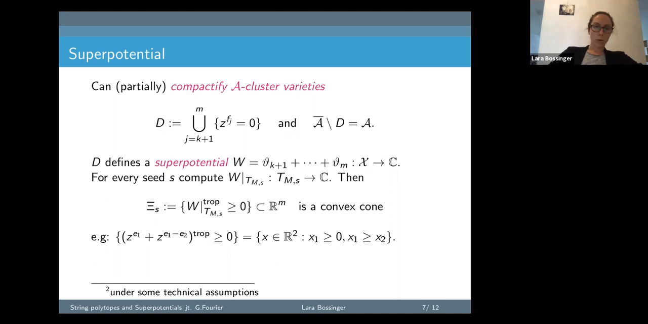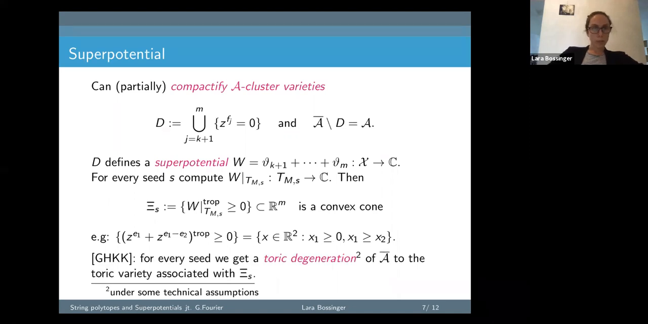That's a construction that was given by Gross, Hacking, Keel and Kontsevich that tells us now, under some nice technical assumptions that will be fulfilled for the case where we're going to apply this construction, that for every seed we get a toric degeneration of the compactified A cluster variety to the toric variety associated with this convex cone. And the construction here is quite similar to the one using valuation. This is in the end nothing else but the same Rees algebra construction that Benjamin already mentioned in his talk.